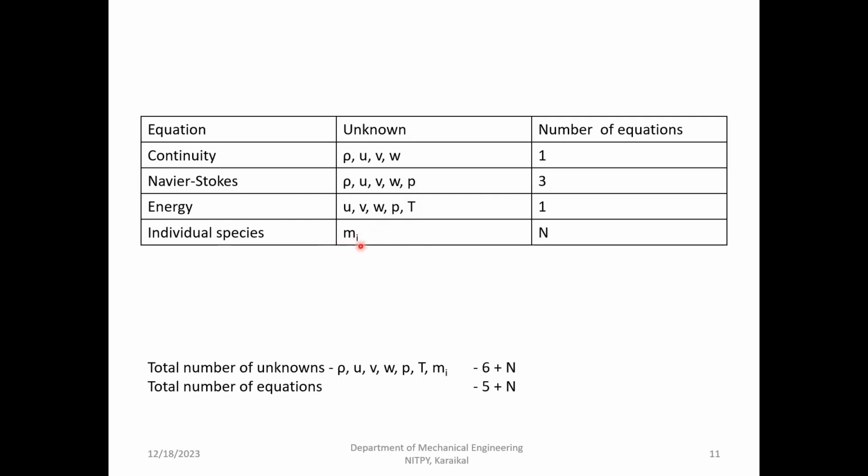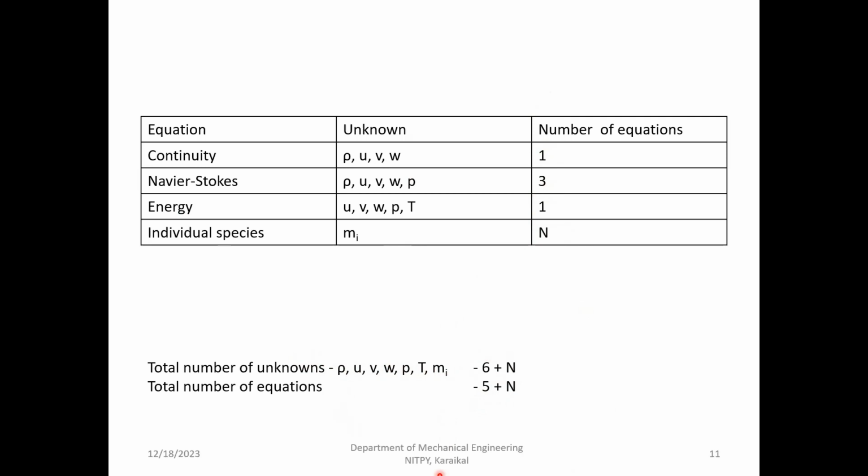And then you have individual species. If I'm going to have N species, I have N individual mass balances. If air is a mixture of oxygen and nitrogen, I must write the mass fraction of oxygen and the mass fraction of nitrogen. Then I can find the total mass of air. So if I'm going to go with two species, I have an equation for oxygen, an equation for nitrogen, and then one energy and three Navier-Stokes equations, and the continuity. If you add it up, you're going to have 5 plus n equations. And you're going to have 6 plus n unknowns.